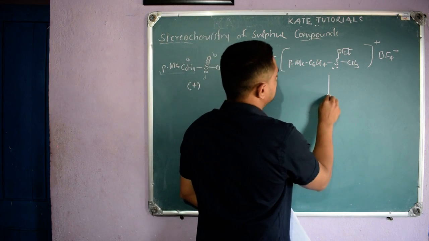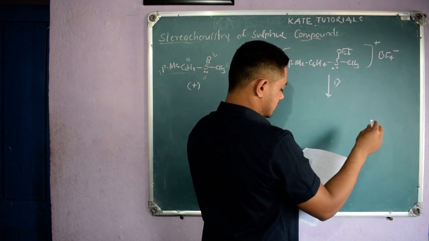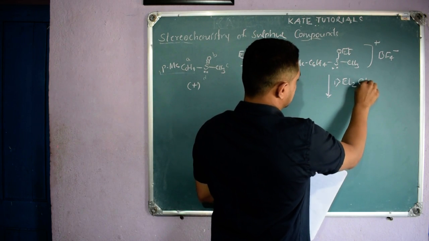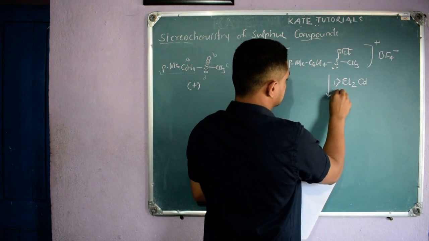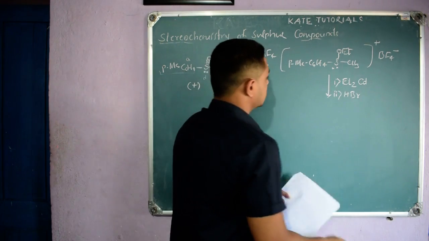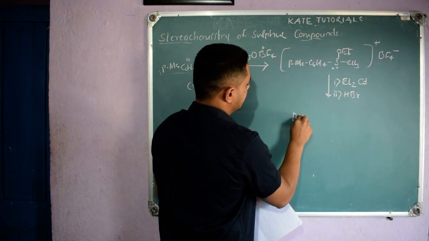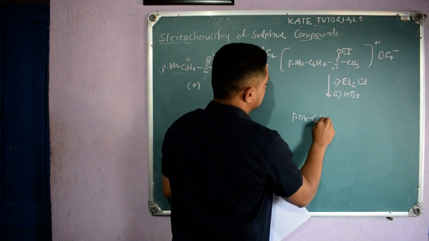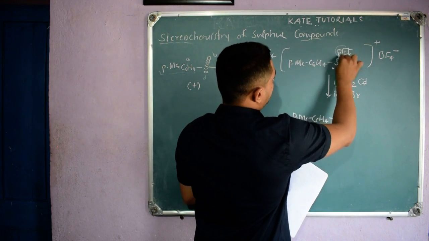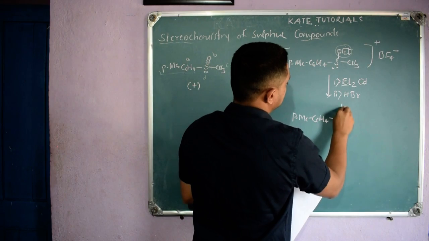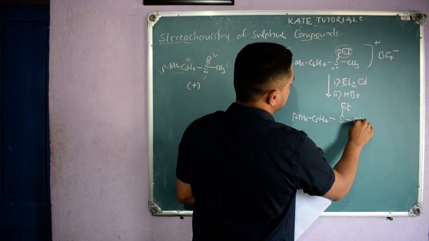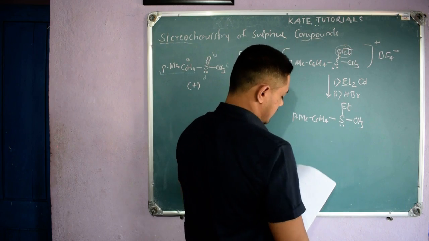Further, this was first treated with Et2Cd, where Cd means cadmium, and in the second step with HBr, they got this product. Other things remained as they are. Para-methyl C6H4 which is attached to sulfur. Here OEt was replaced by ethyl, and methyl remained as it is, and lone pairs as they are, right?